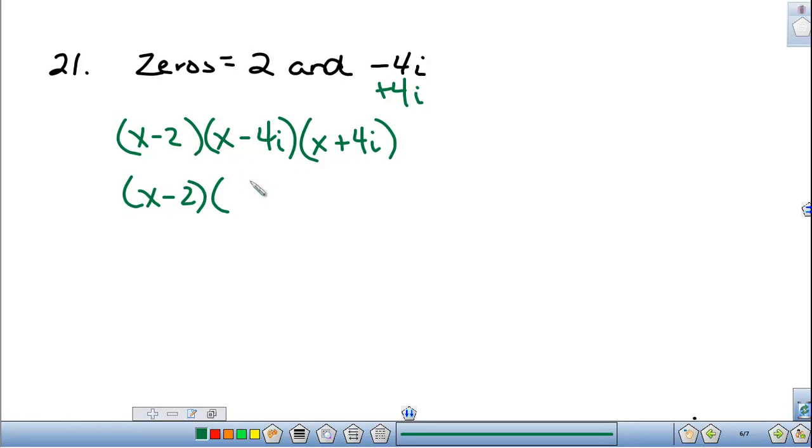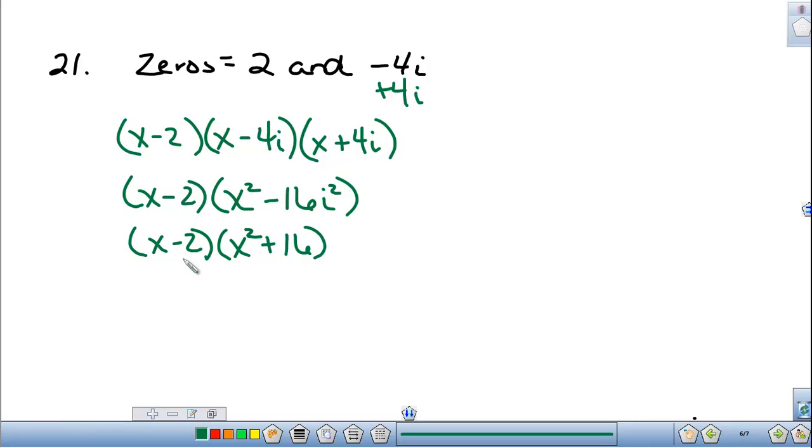And when I use the a squared minus b squared pattern, I'm going to wind up with x squared minus 16i squared. And we're going to trade that i squared out for a -1, which makes that a plus 16. So I'll have x minus 2 times x squared plus 16. And now let's multiply x minus 2 times x squared plus 16, and we'll be done. x times x squared is x cubed. x times 16 is plus 16x. Distribute the -2. -2 times x squared is minus 2x squared. And -2 times 16 is minus 32.